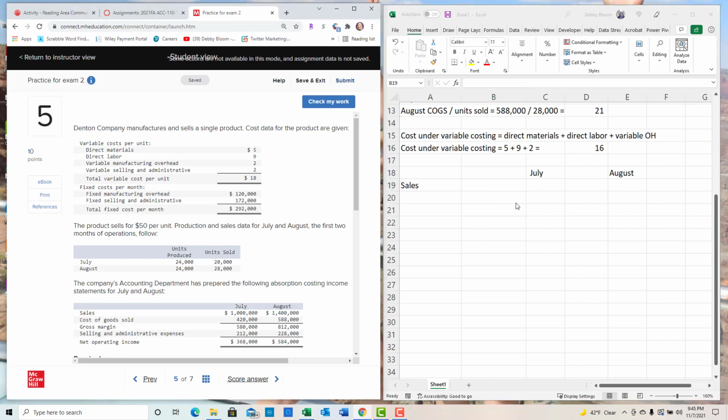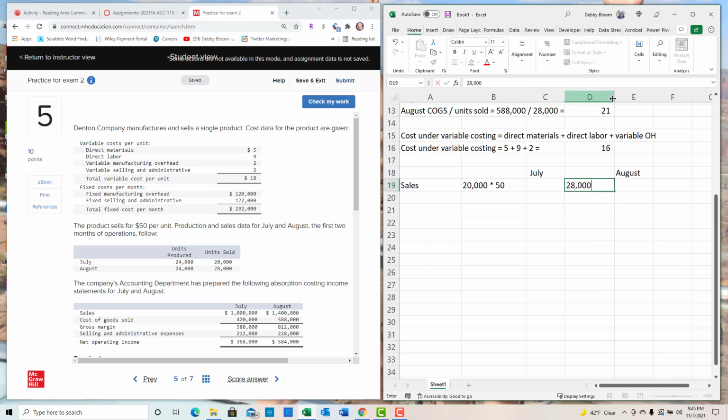So our sales in July are going to be our 20,000 units sold multiplied by the 50. In August, we sold 28,000 units, so our sales are going to be 28,000 multiplied by 50.